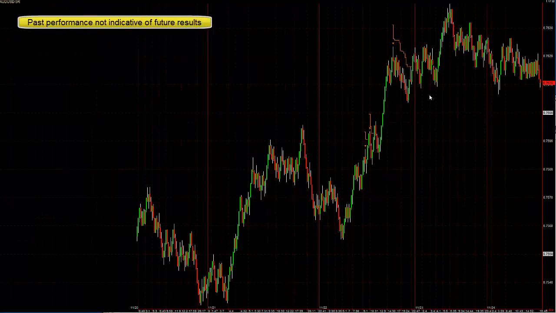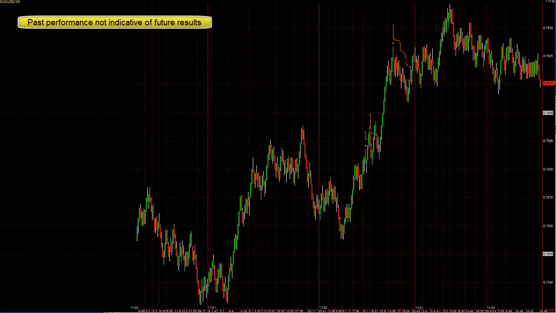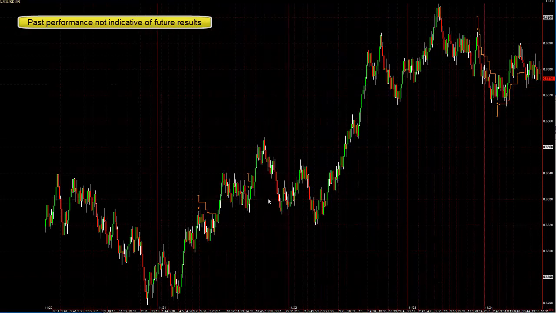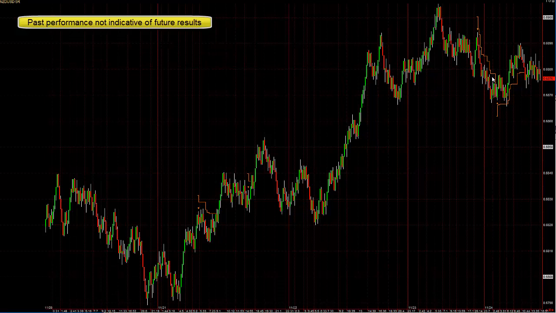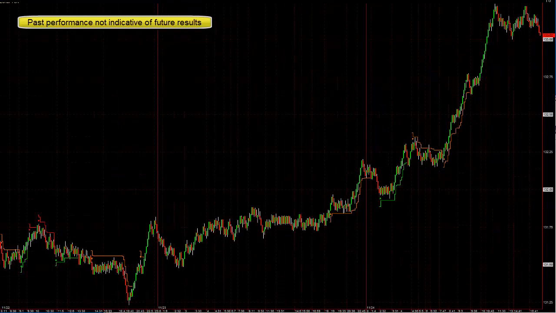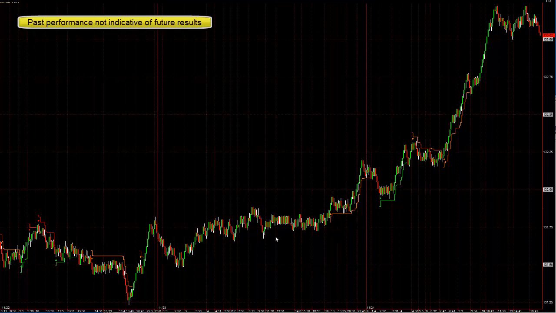Australian dollar, not much going on. Dead markets. New Zealand dollar, small 10-15 pip profit here, 10 pip profit. Euro dollar, you can see on Thursday there really wasn't any trade except for here. Nice small 10-15 pip trade, 15 pip trade.